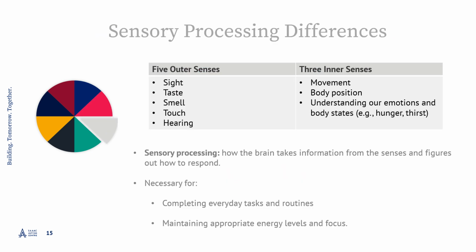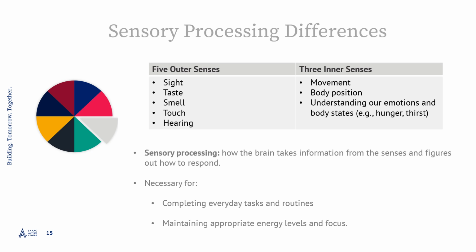Sensory processing differences are another trait on the Autism Spectrum Wheel. Our bodies have 5 senses that help us experience the world around us, including sight, taste, smell, touch, and hearing. We also have 3 inner senses that help us with movement, body position, and understanding our emotions and body states like hunger and thirst. Sensory processing involves how the brain takes in information from these senses and figures out how to respond to it.